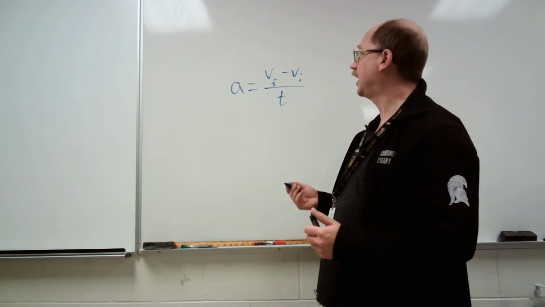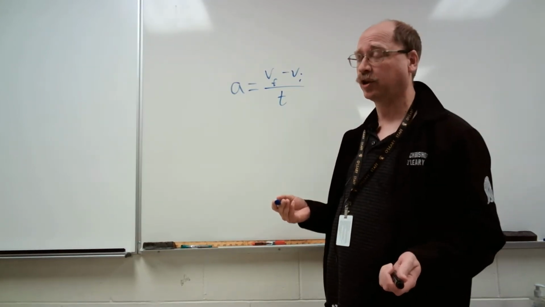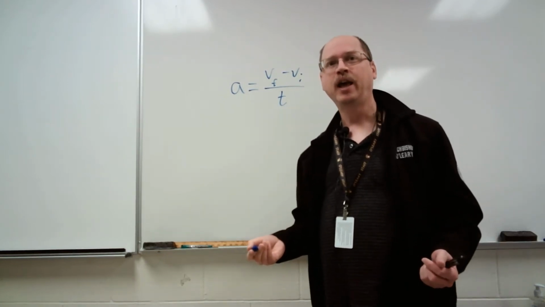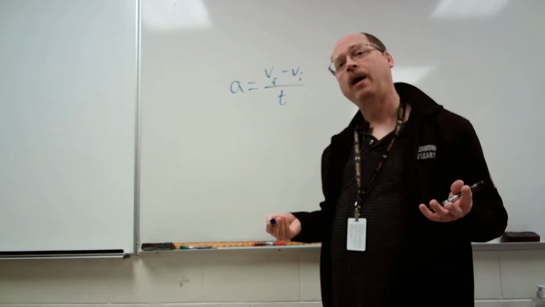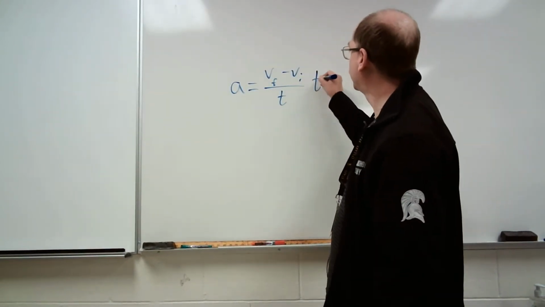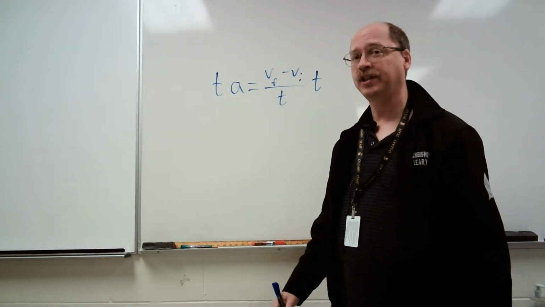Now, let's say, for example, what I was trying to do was the isolation that happens actually quite frequently, solving for VF, because we have a bunch of information about what's happening, and we want to know about the final velocity at the end. So what I can do is multiply this side by t, and what I do to one side, I do to the other.